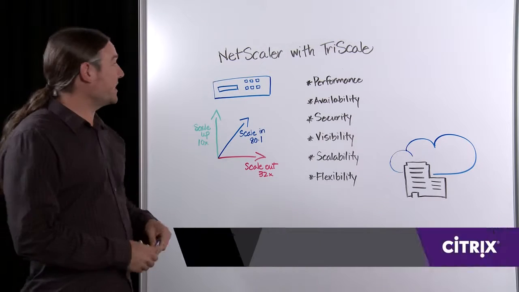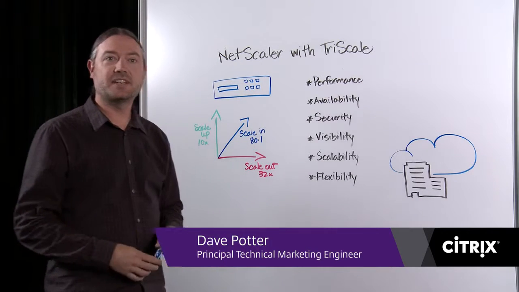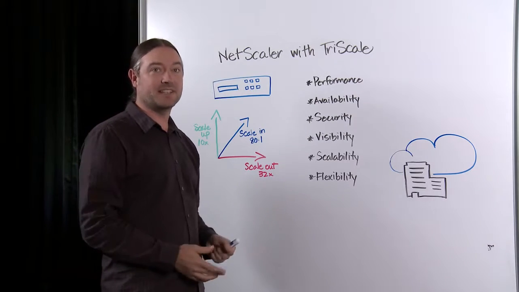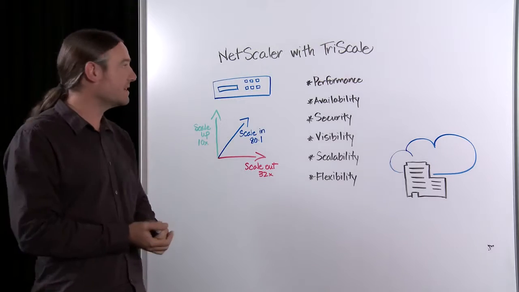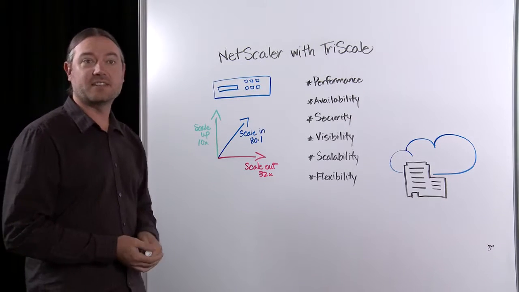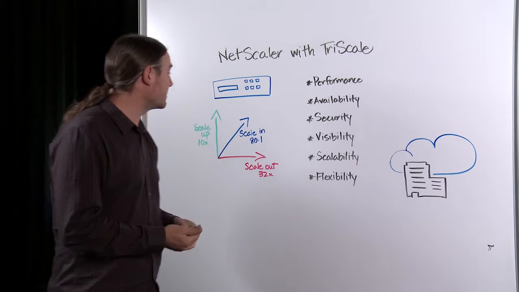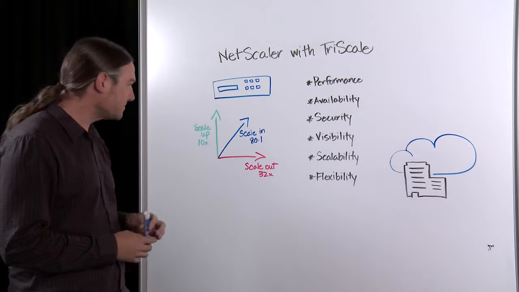So we're seeing a lot of change in the industry, a lot of data center movement, virtualization, and a lot more demand on applications, and specifically how well those applications reach the users in these different environments. One of the ways that NetScaler solves these problems is with our Triscale technology. I'm going to talk to you about some of the key points that I find the most interesting about it.